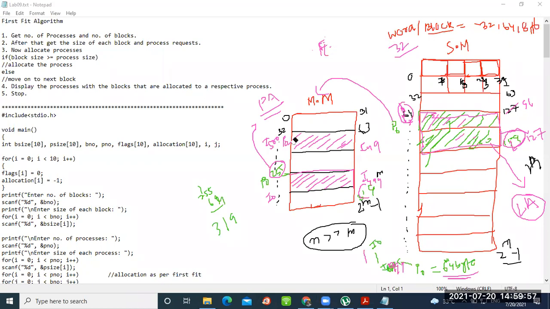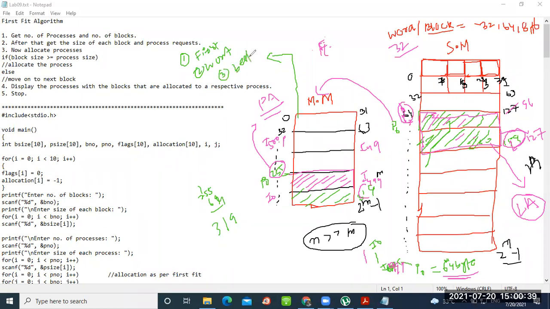Now, if these memories are allocated continuously, it will be allocated something like this. There are three different algorithms for continuous memory allocation that we have already studied in class. The first algorithm is first fit. The second algorithm is worst fit. And the third algorithm is best fit.